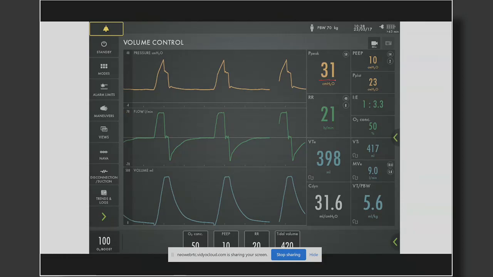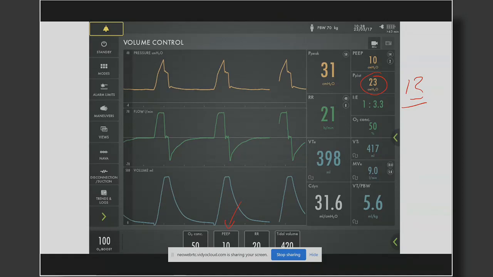I have 31 as my peak, 23 as my plateau, so 8 centimeters of water per liters per second is my resistance. So I now know my airway resistance without doing any maneuvers on the ventilator. I also know that my plateau pressure minus my PEEP, if I know my total PEEP, I know that my driving pressure is 13 centimeters of water.